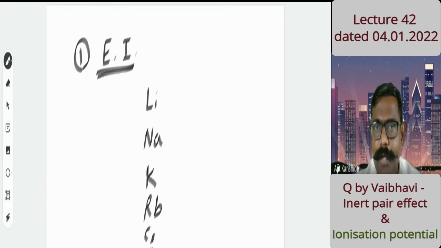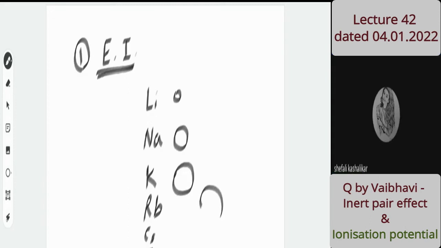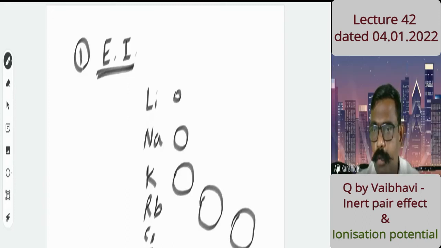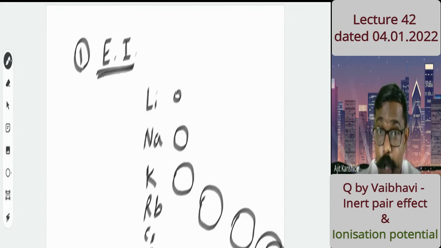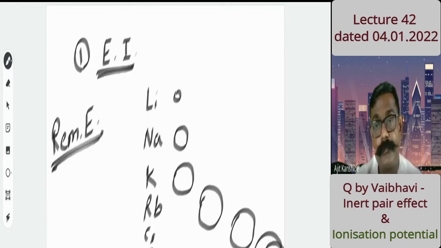As you come down, what do you find? Atomic size increases or decreases? Increases. Yes, it will go on increasing further. If atomic size increases, then removal of an electron will be easy or difficult? Easy. Removal of an electron will be easy.